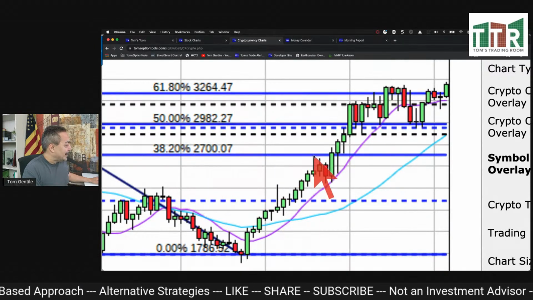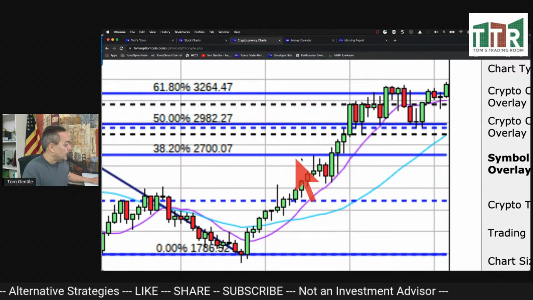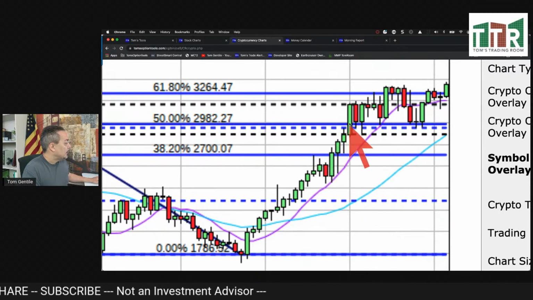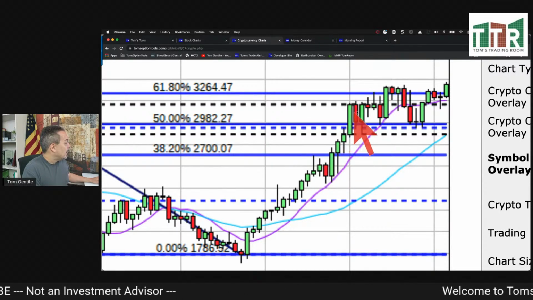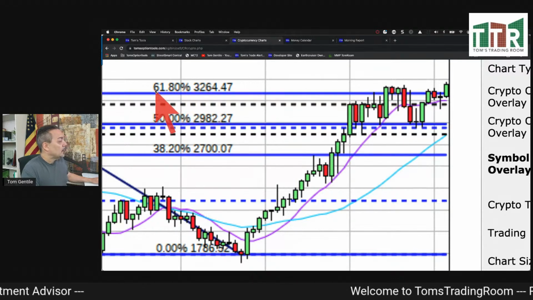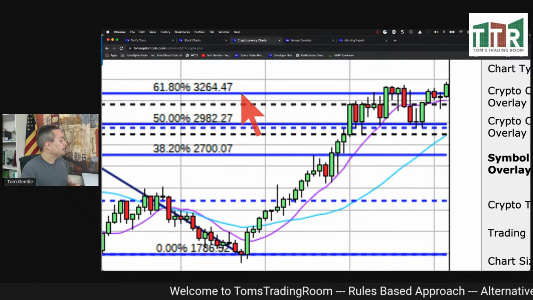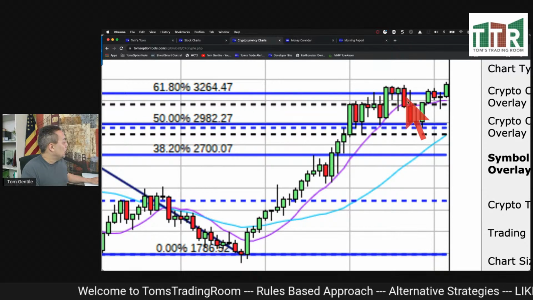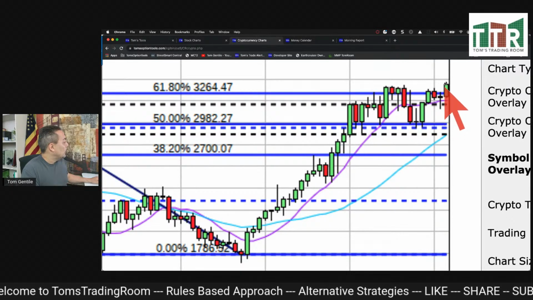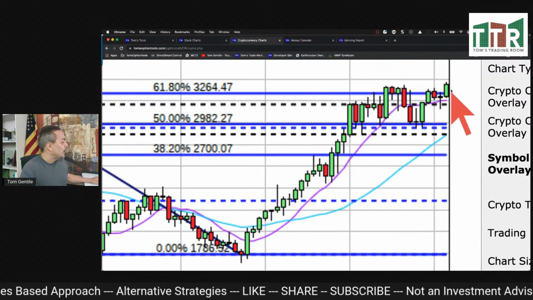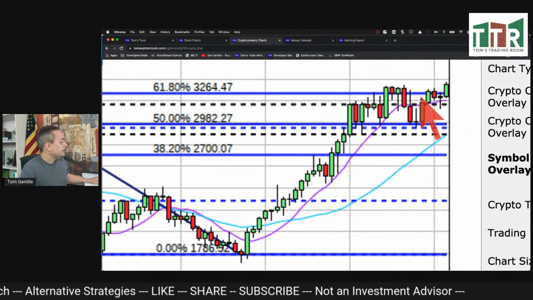2,700. It hit that resistance area, pulled back for 3 days, went through it. Bang, bang, bang. 3 days later, through it again. Then about a week later, we went through the 61% retracement of 3264.47. We hit that, we pulled back, and guess what, folks? We're back above it again. So we've closed above this about 4 days.